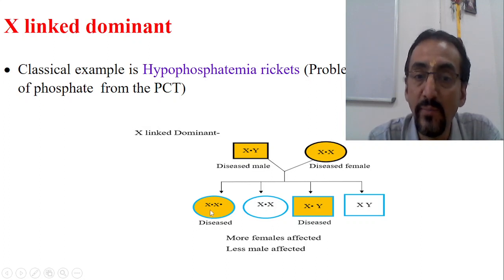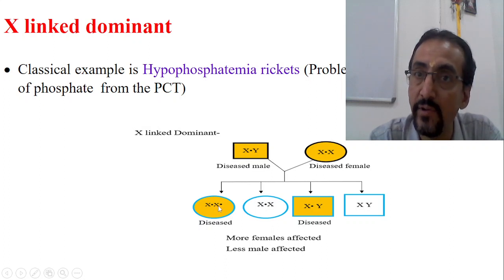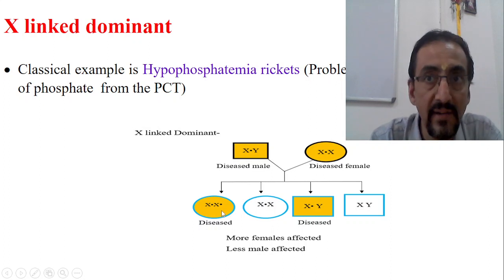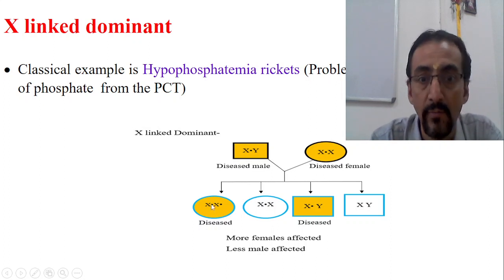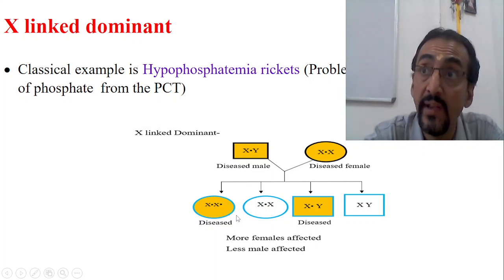Why these two? Because both X are involved here. Why this one? There is only one X which is involved here, that means mutant here. Here both the X are mutant. In case of a female, definitely there is a disease, a severe disease. If one X is involved, there will be disease because it's a dominant trait. But here both are involved, therefore penetrance is very high and there's a severe disease.